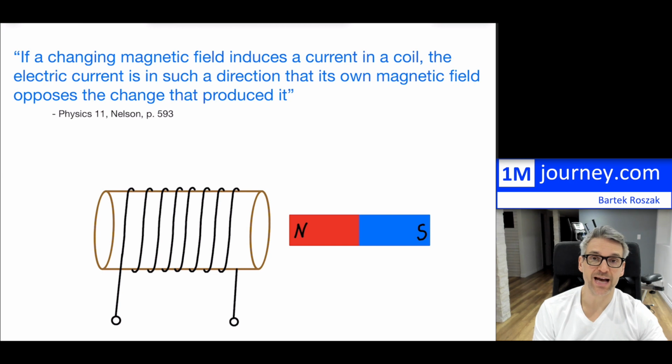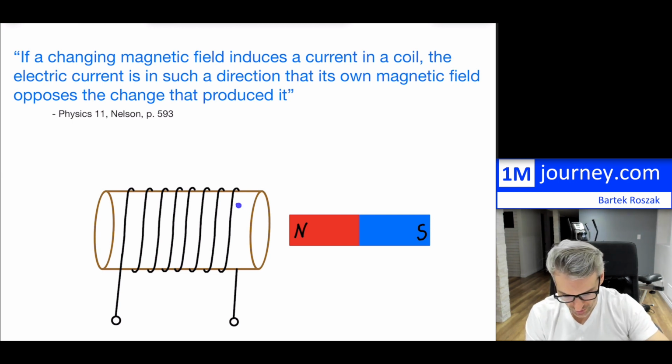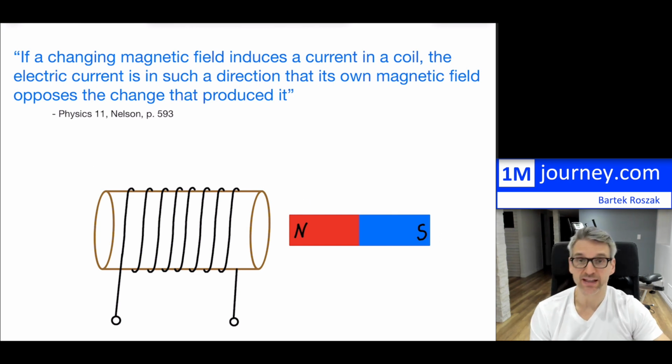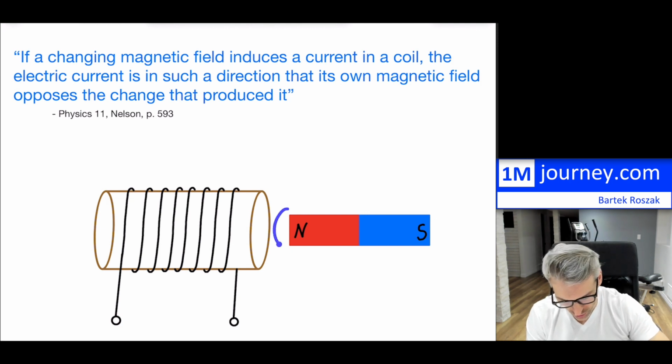again, what is happening to the magnetic field? When it is very close to here, in this position, the magnetic field here is relatively strong. But as you start to pull it away, the magnetic field starts to drop. So the north starts to drop. And therefore, what it wants to do is oppose that change. It doesn't want to drop this.